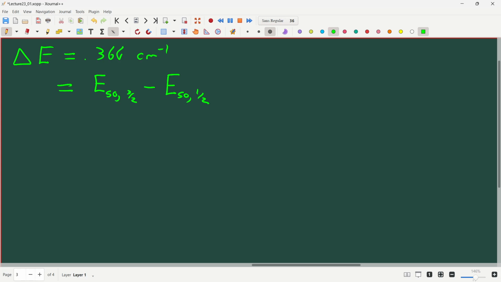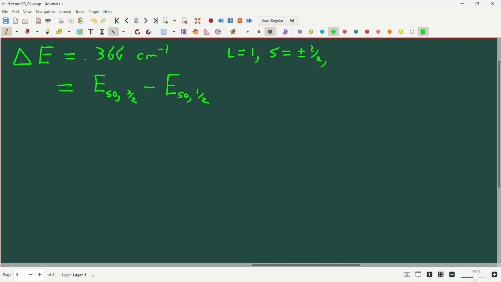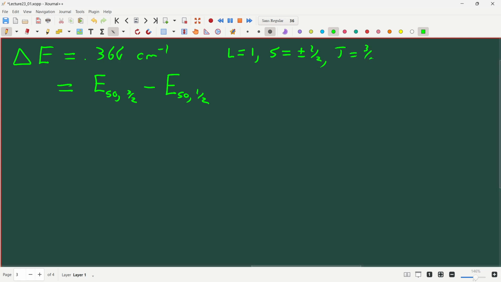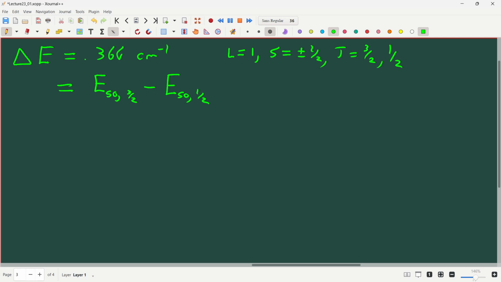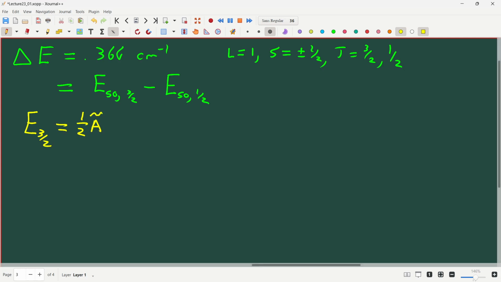Okay, and so we just plug in our formula. For the spin orbit energy we need L, S, and J. So L here is 1, S is plus or minus 1/2, and J is either 3/2 or 1/2, depending on which spin we choose. Okay, so all we need to do is plug that into that formula I wrote before. So we'll do E 3/2 is going to be 1/2 A. I got rid of the HC because we're doing things in wave numbers. We don't need H times C.